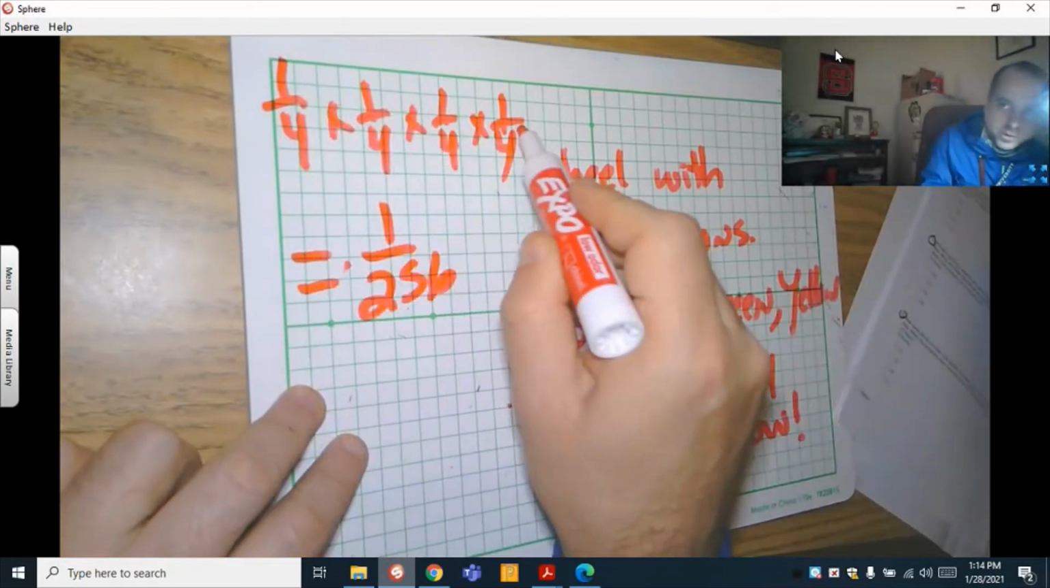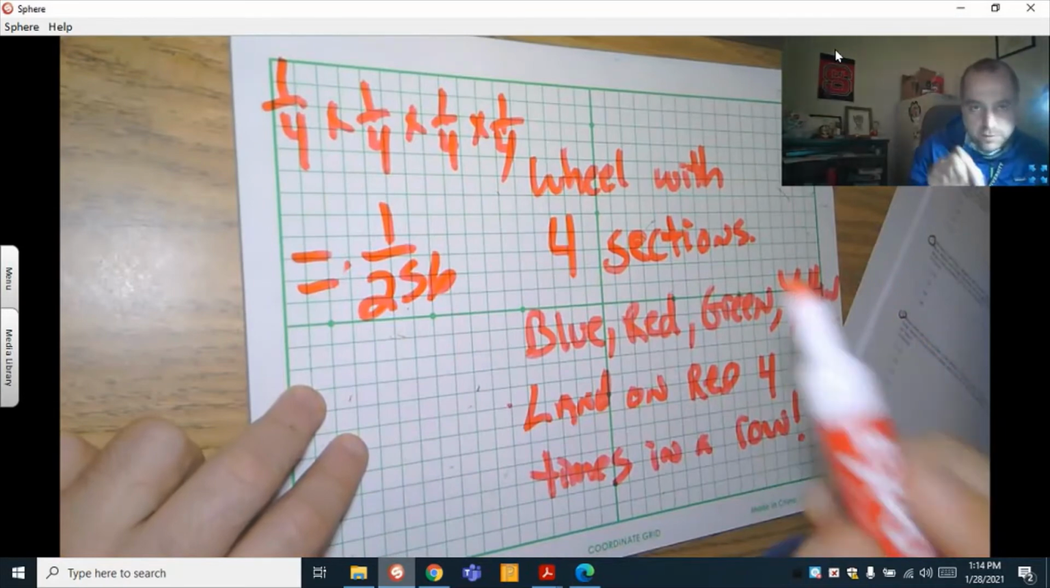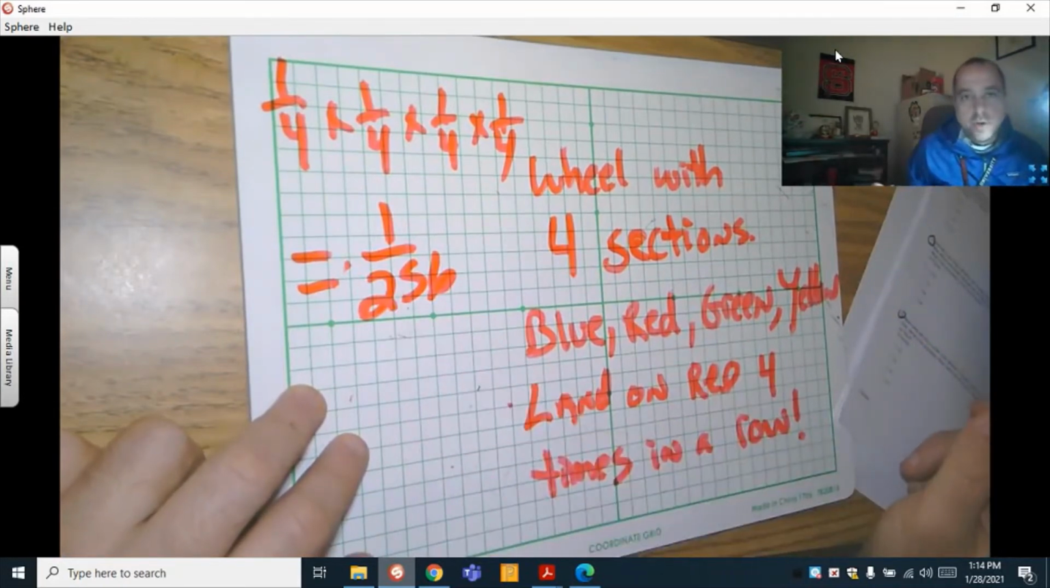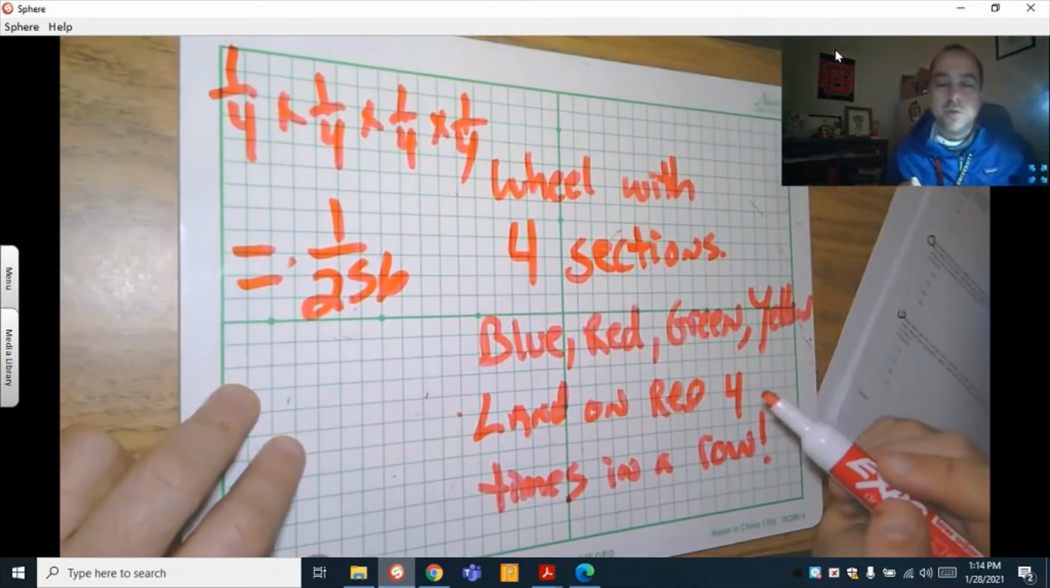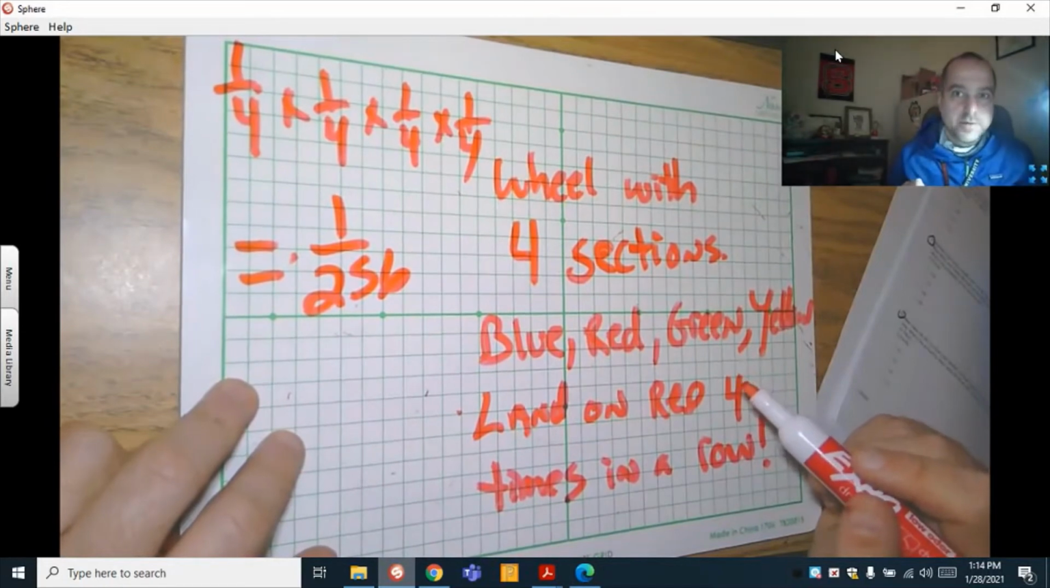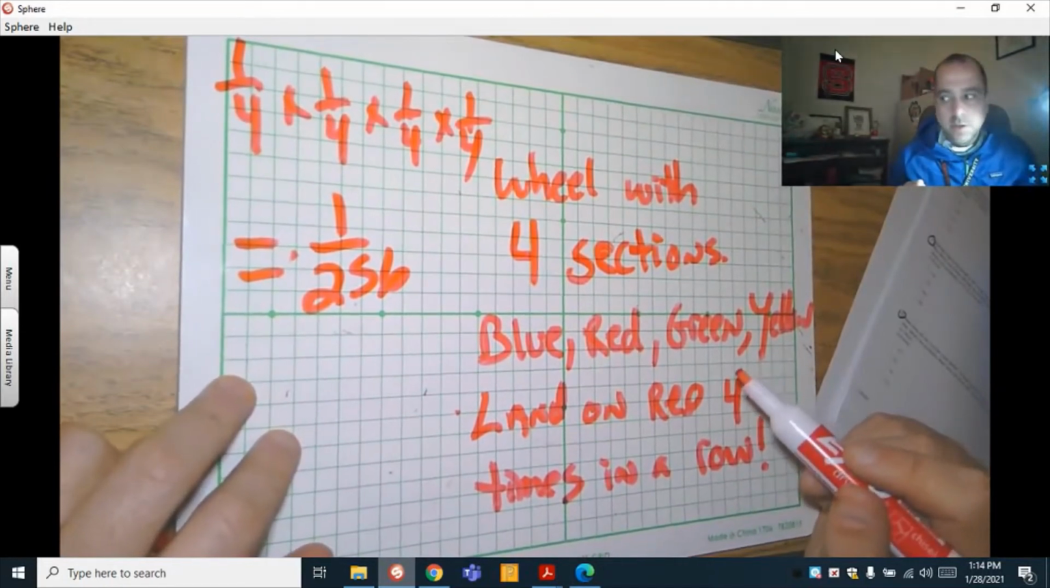1 times 1 times 1 times 1 is 1. 4 times 4 times 4 times 4 is 256. So you would only be able to do this usually 1 in 256 times. That would be kind of hard, right? If you were able to do it like the first try, you got very lucky, very lucky.